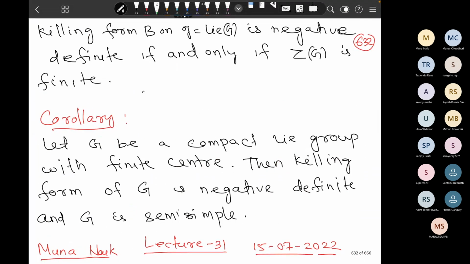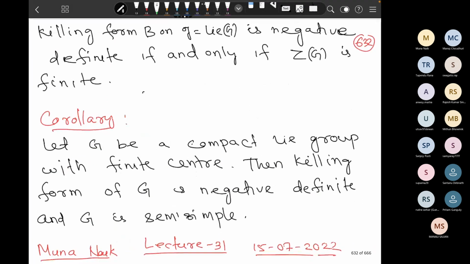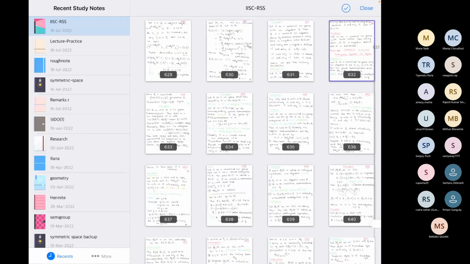Yeah. So here, on page 631: let G be a compact Lie group with center ZG. Then the Killing form B on G is negative definite if and only if ZG is finite. And this thing also proved that. Okay, so if the Killing form is negative definite, then G is semi-simple. I have proved that, so part of it I have probably proved.